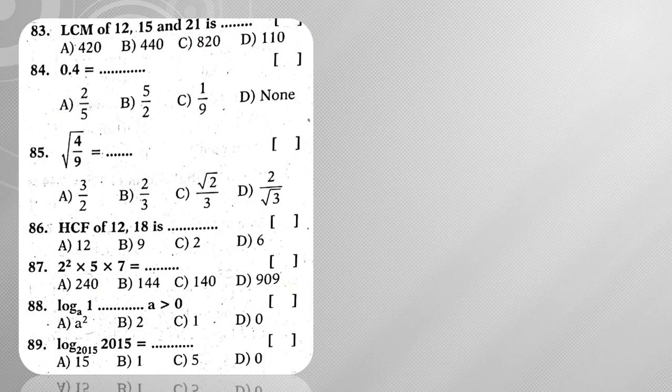Next moving on to question number 83. So LCM of 12, 15 and 21. So 12 I can write it as 2 square into 3, so 4 3s are 12. Next 3 into 5, next 3 into 7. Now since it doesn't contain 5 power 0, 7 power 0. Here also 2 power 0 and 7 power 0.